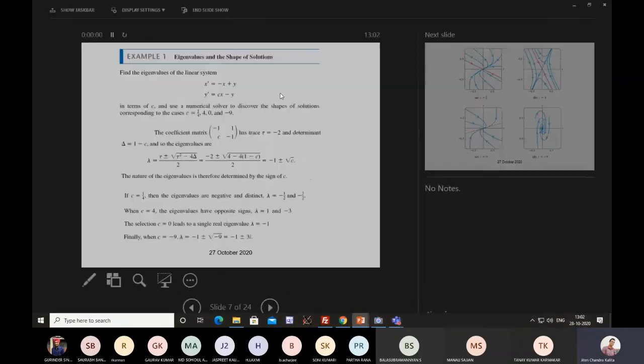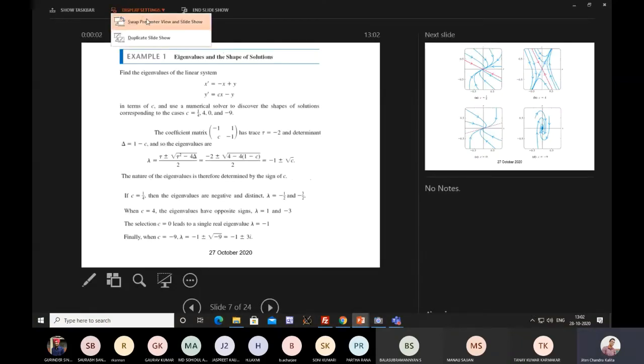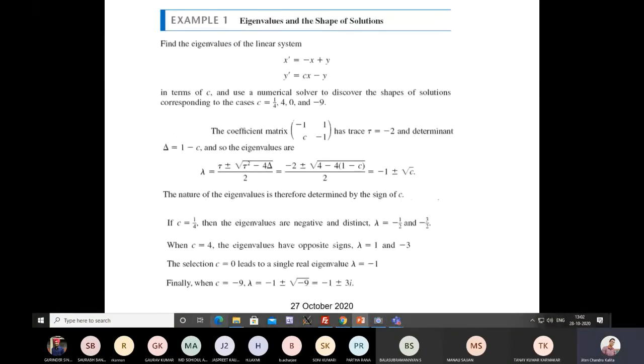Okay, fine. This you can easily work out, and I just don't want to consume time there. Here the problem is about finding the eigenvalues of the linear system given by this, in terms of C, and using a numerical solver. I already have MATLAB and PPLANE 9, so I could have done that, but in order to save time, I'm just going to show you the final figures.